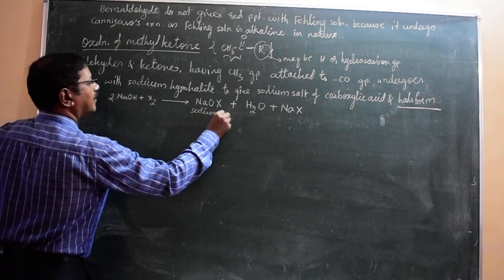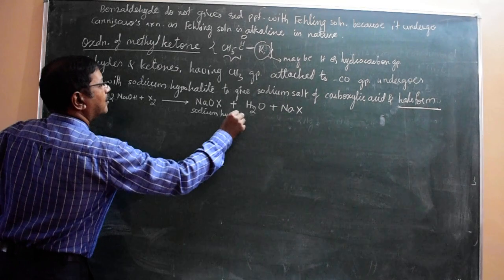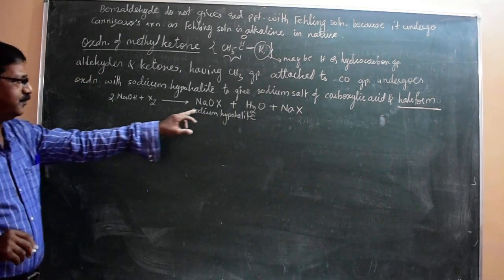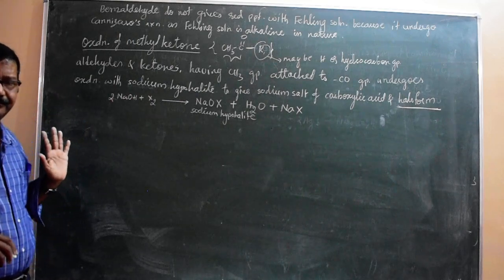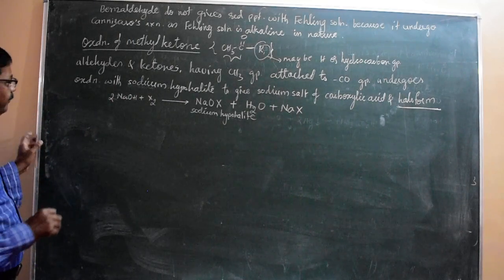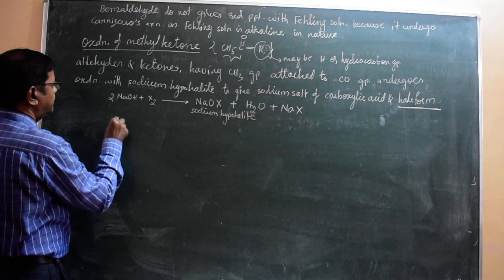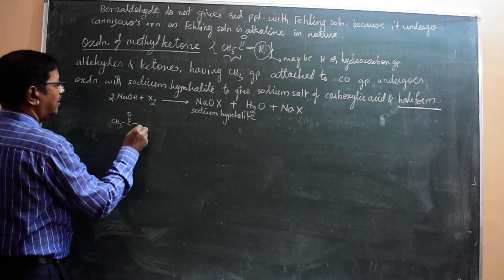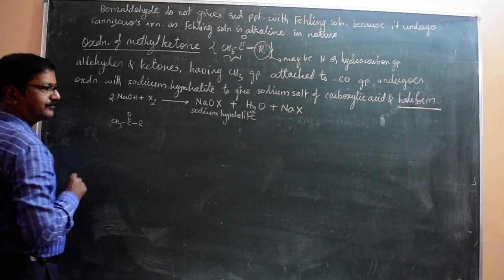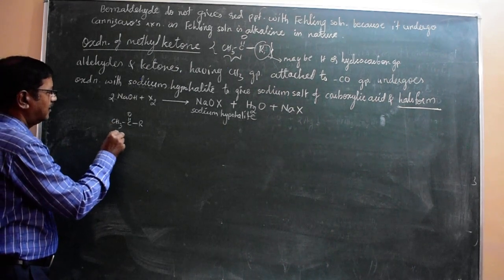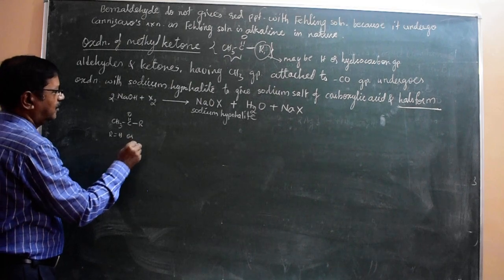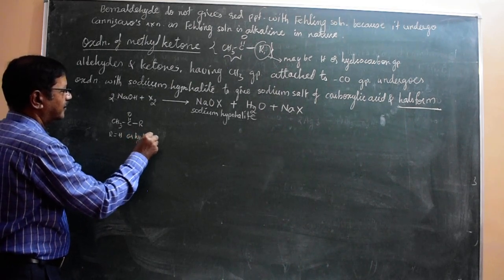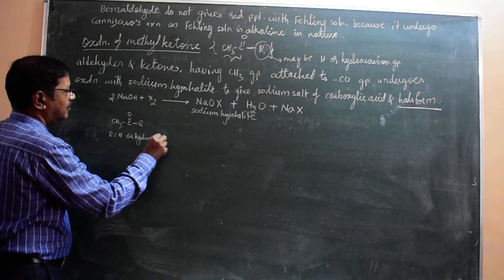Sodium hypohalide, maybe in this form or this mixture, can also be used. So it is CH3 C double bond O R. That R may be H or a hydrocarbon group.